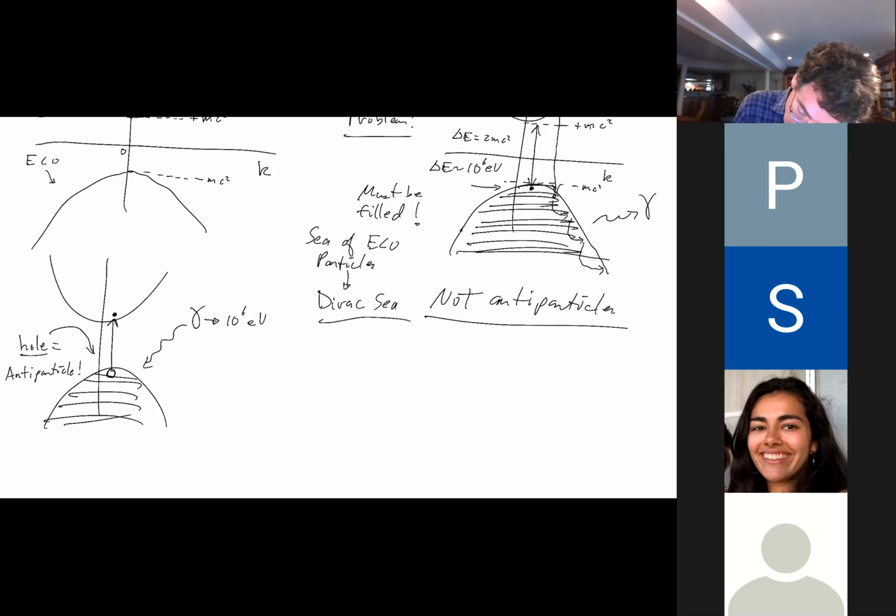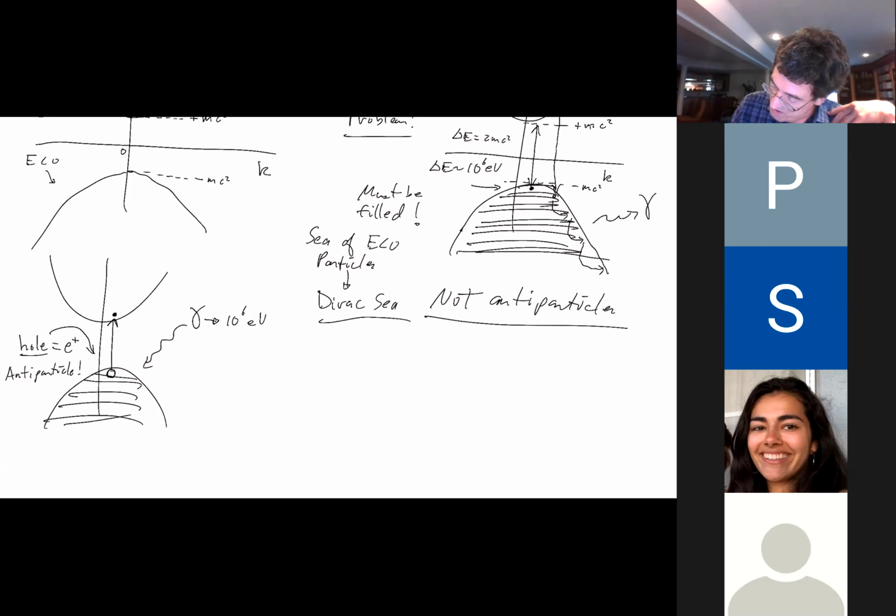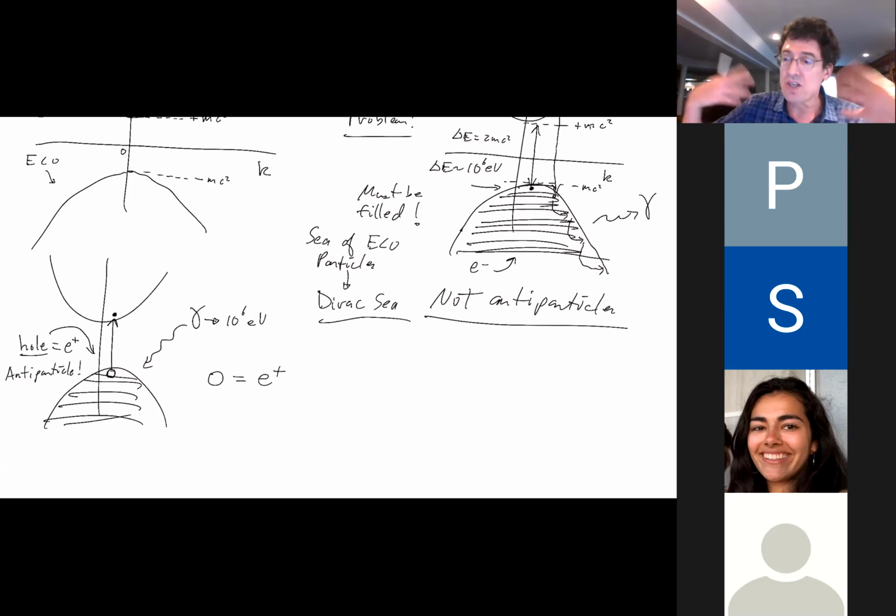And so if you have a filled band of negatively charged particles, because they're electrons, they're negative. We're talking about electrons, and so these are all negative energy electrons. But if I pull one of them away, then what I'm left behind is a hole, and that hole acts as though it has positive charge. It acts like a positively charged particle. And that might not be obvious to you, but if you think about it, it is obvious, but it takes a while to think about it.